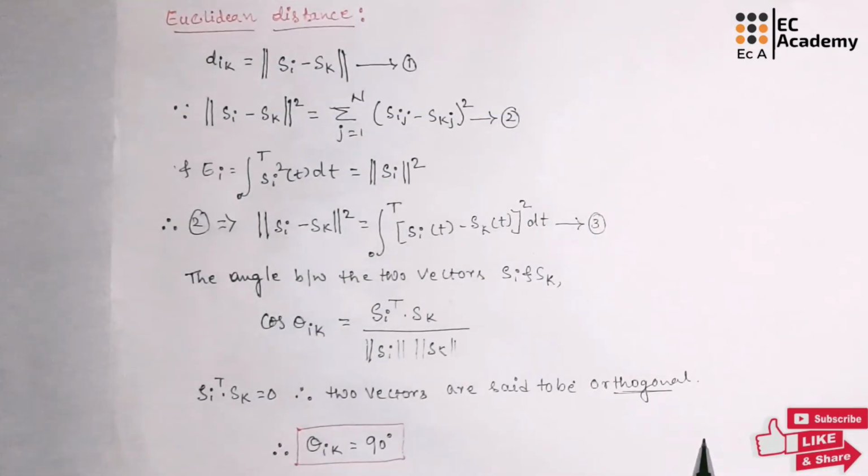This is about the relationship between signal energy and its vector, and also about Euclidean distance. Hope you have understood the topic.